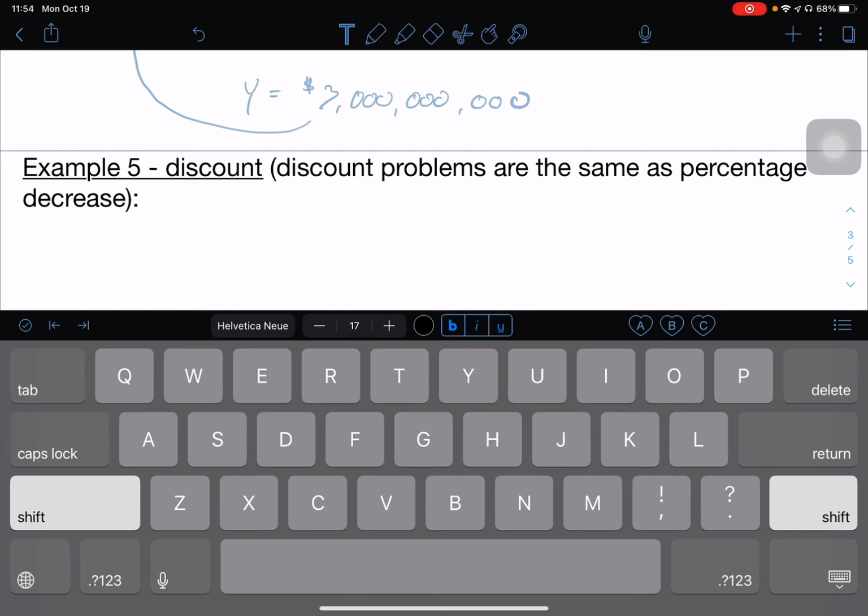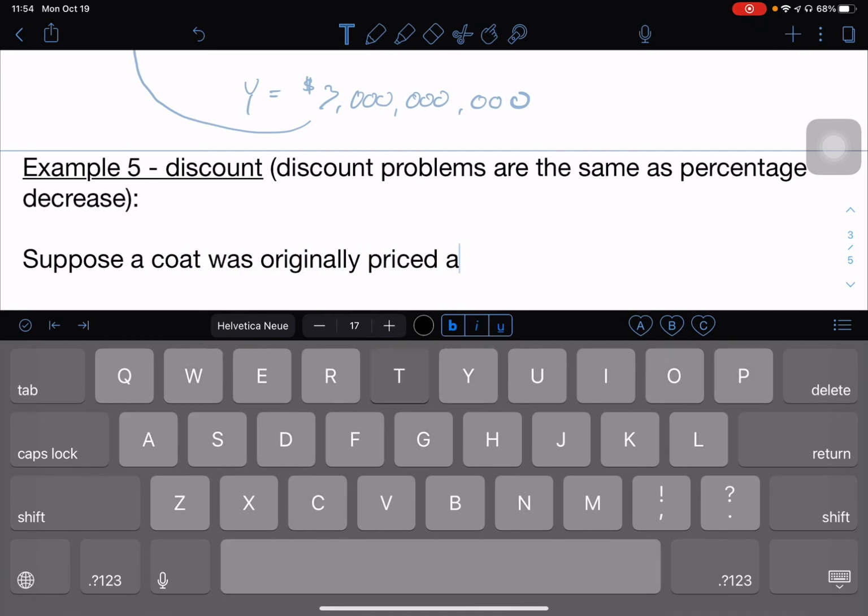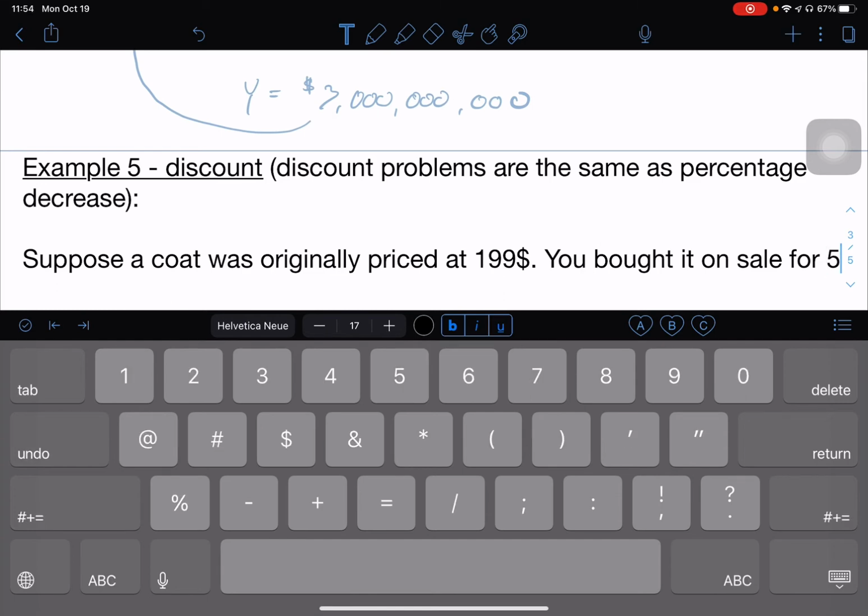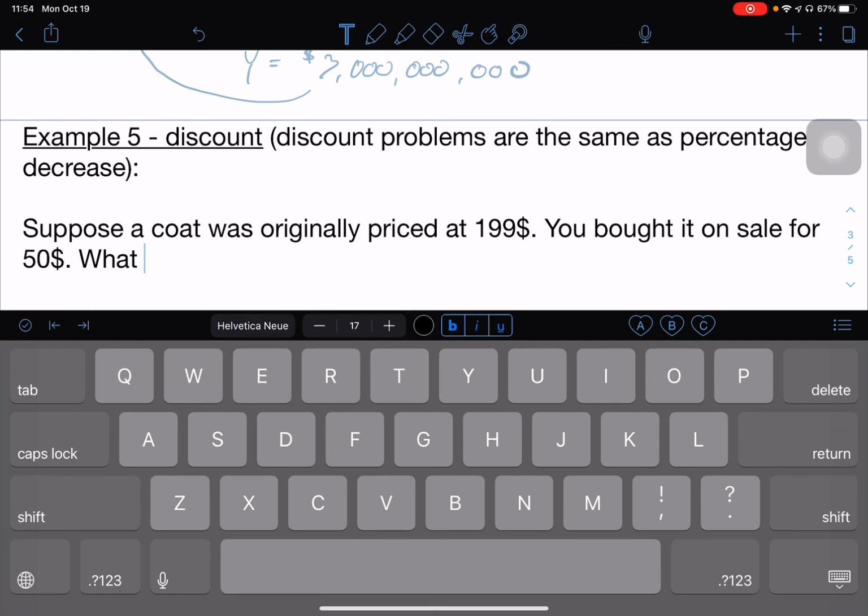So the other time was that I asked for a percentage discount, and then I told you what the new price was. Well, this time we'll do it differently. We'll say, suppose a coat was originally priced at $199. You bought it on sale for, let's say, $50. What was the percent discount?